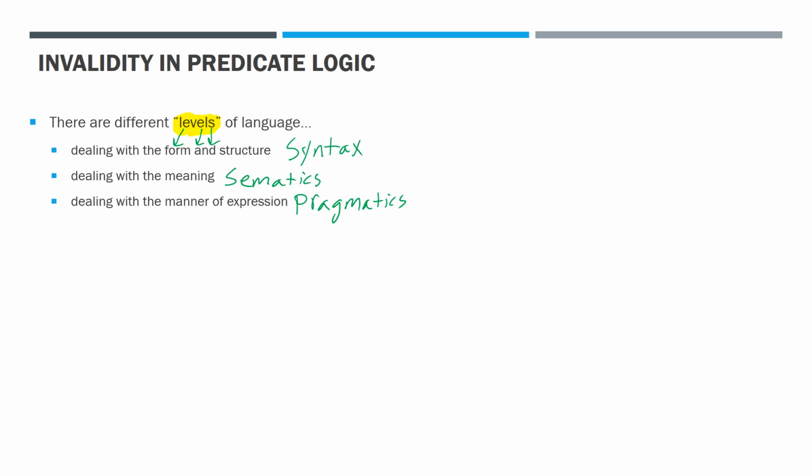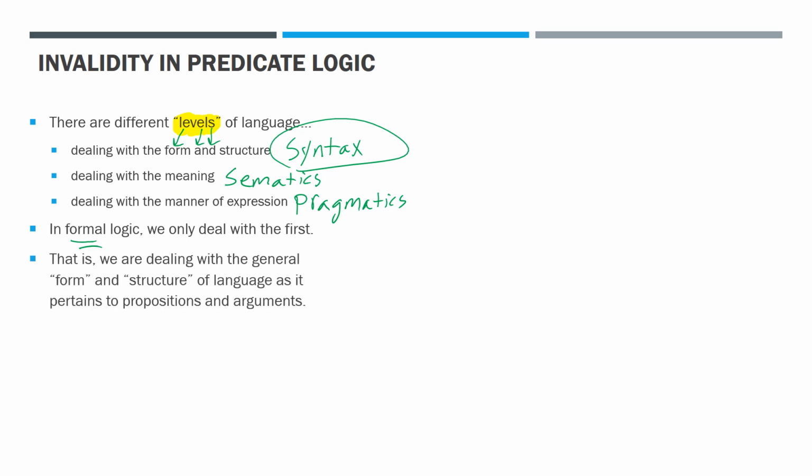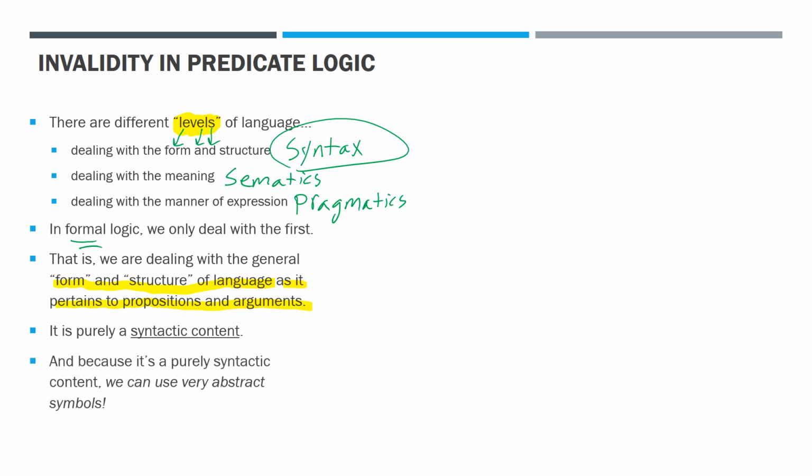Now, formal logic only deals with the first. It deals with syntax. Informal logic can also deal with semantics, but that's not our concern right now. That is, in formal logic, we are dealing with the general form and structure of language as it pertains to propositions and arguments. It is a purely syntactic content. And because it is a purely syntactic content, we can use very abstract symbols.